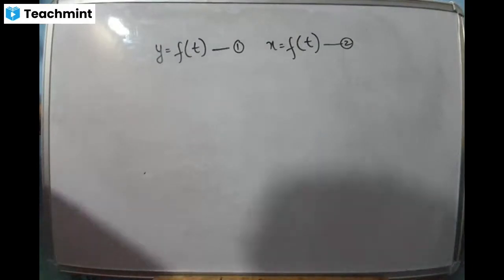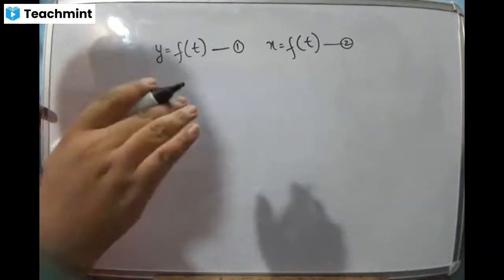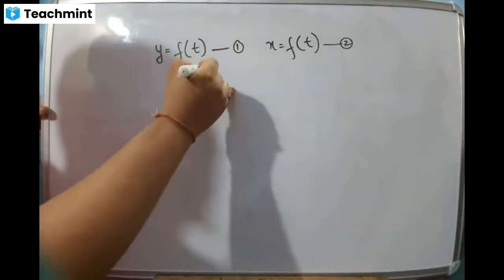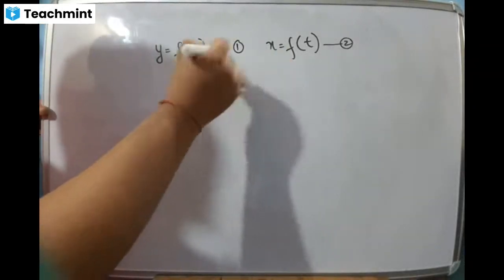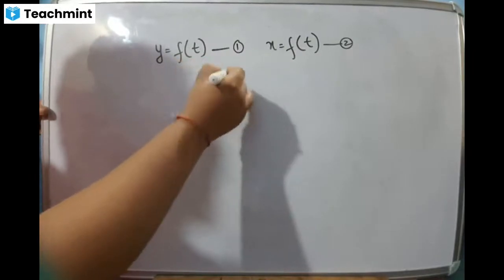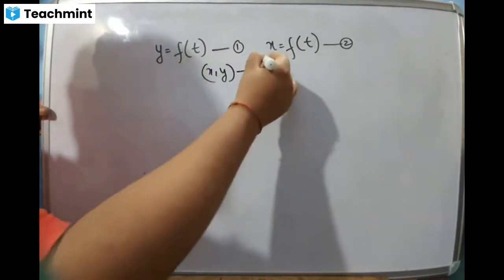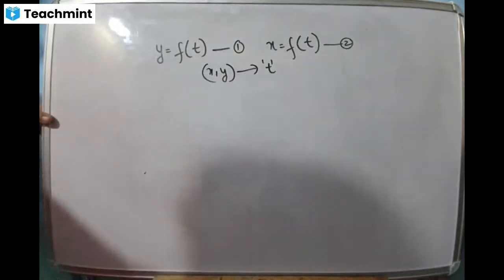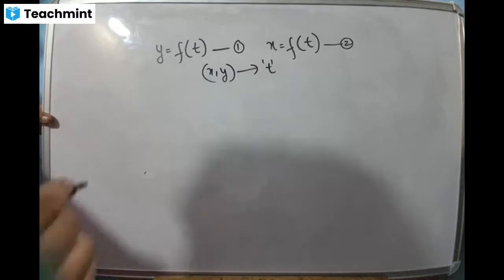Got it? So what you observe here is that every parametric equation will have two equations in which the variables x and y are expressed in terms of a common variable, that is t. It's not necessary that it has to be t, it could be any variable. So how do you solve this?